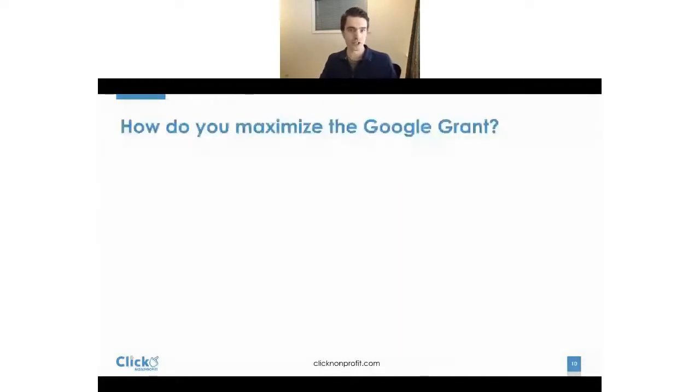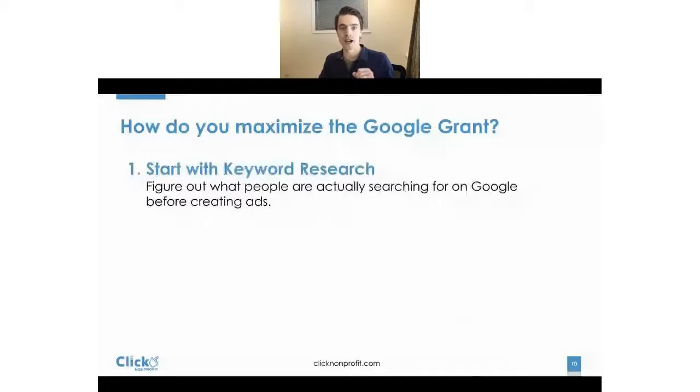What I first want to do is start with 3 of the 5 steps. And these 3 steps are really the most important steps in the process, I would say. These are the steps that so many nonprofits miss. And I think really at Click Nonprofit, what we believe is that this is the reason that nonprofits are not able to maximize the grant.